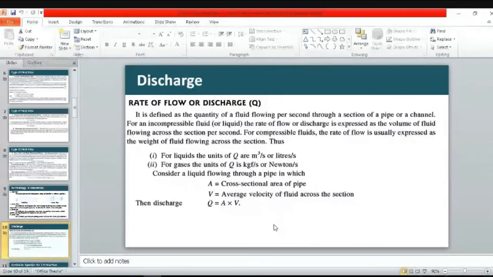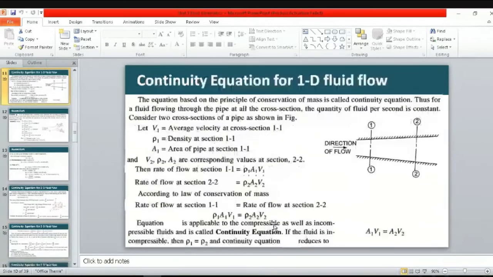Then we had seen discharge. Discharge is nothing but the rate of flow of water, or simply defined as the volume of water flowing in a given span of time. So it is volume upon time. It is also given as the product of area into velocity of flow. Okay, and I think we had also seen the continuity equation.